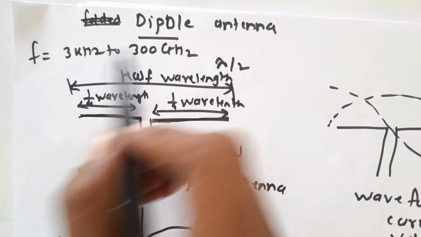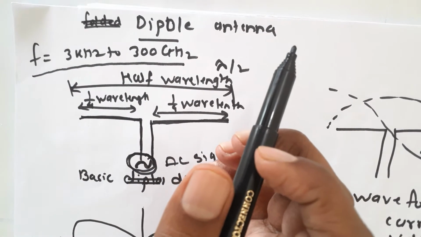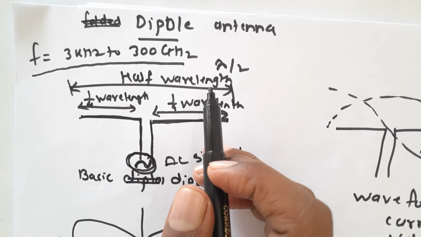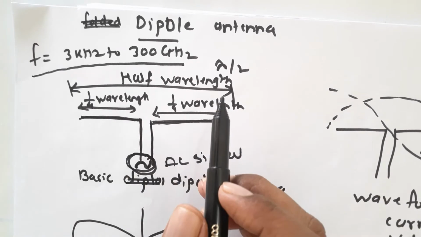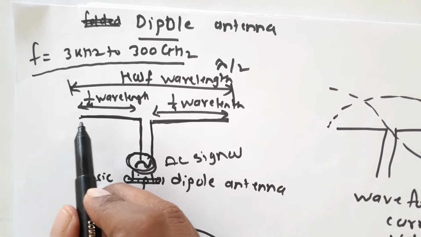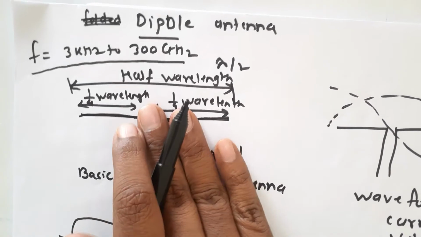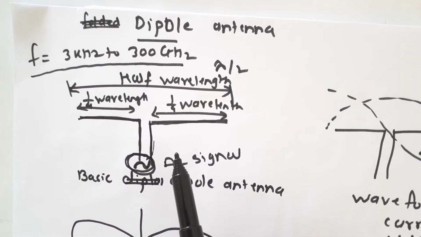So what will be the frequency of a dipole antenna? The frequency of a dipole antenna can vary from 3 kilohertz to 300 gigahertz, depending on the requirement of the signals. So why do we call this a dipole? This one is one pole and this one is the other pole. If only a single pole is there, we call it a monopole antenna.